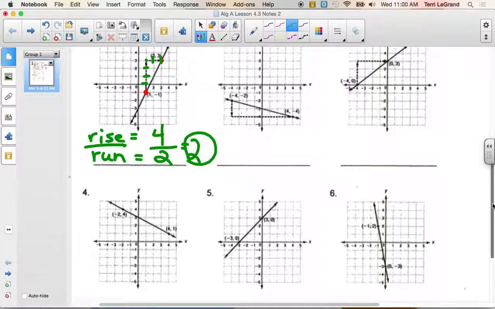Okay, you try the next one on your own then. Even though they already have the arrows and everything there, you can pick the one you want to do. You get to start with whichever point you want. Just make sure you go up or down first.